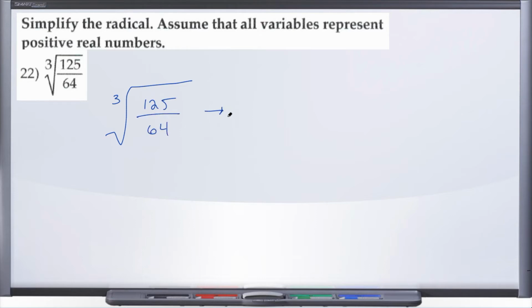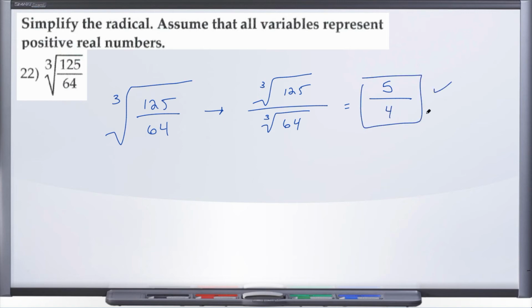And what we did in the previous video, and what we'll do here, is we'll take this single radical and break it into two separate radicals. So we're going to break this into now the cube root of 125 over the cube root of 64. Do you have to do it this way? No, you can go ahead and deal with the single radical on its own, but I like to break it up into two separate radicals, just for visual sake. And now we can go ahead and say, well, the cube root of 125 is 5, and the cube root of 64 is 4, and so our final answer is simply 5 over 4.